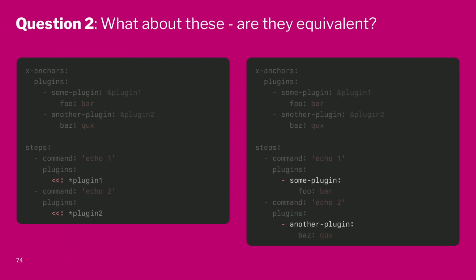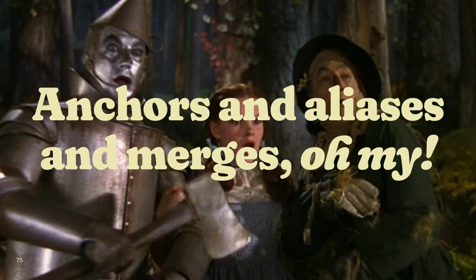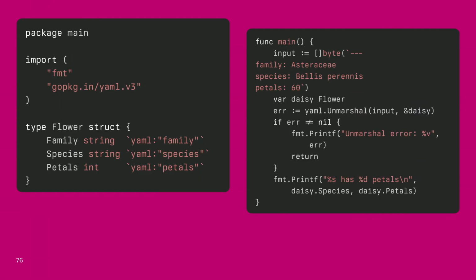See, on the left, we've got just plain objects, and on the right, we've got lists of objects, so they're not quite the same. Obviously, YAML can be a bit of a pain for subtle bugs like that to sneak in. So anchors, aliases, and merges.